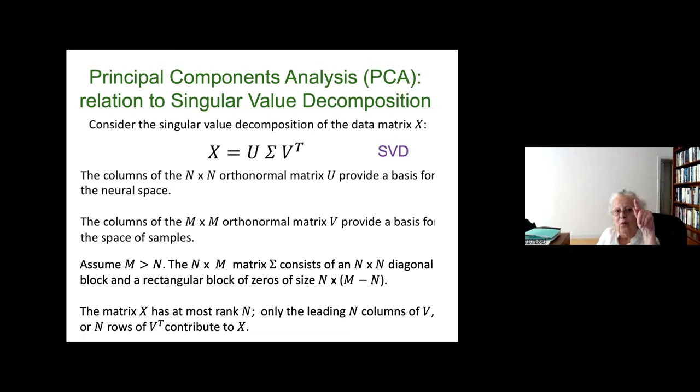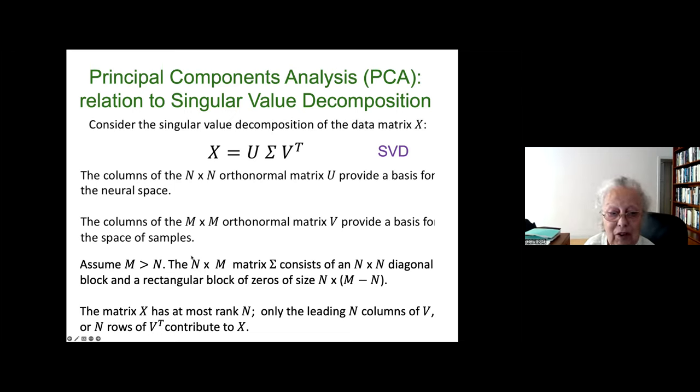The matrix U is n by n. It has n columns, and each one of these columns is a normal vector perpendicular to all the other columns. So it's an orthonormal matrix, and it gives me a basis in an n-dimensional space, which is the space of the neurons. The V matrix, in contrast, is m by m. It's a matrix where each column represents a basis in the space of samples, not in the space of neurons. And here what appears is not V but V transpose, but in V, each one of the columns is normalized and orthogonal to every other column, and it provides a basis for the space of samples.